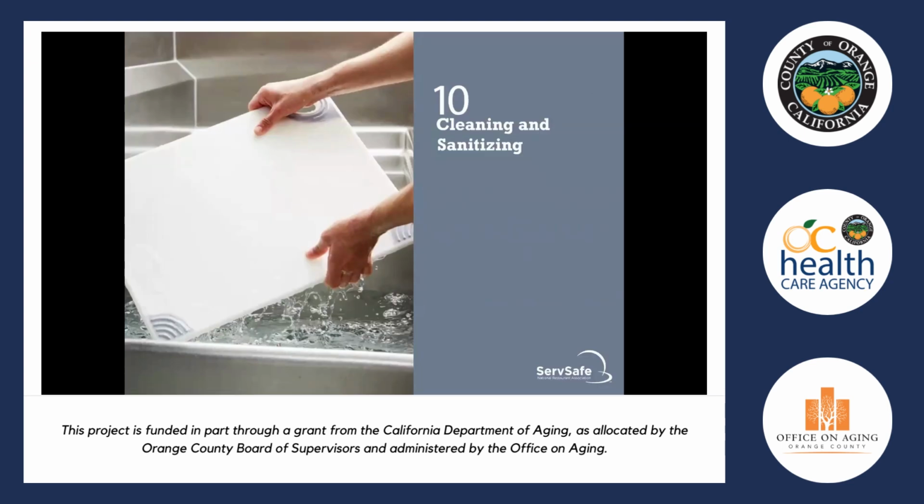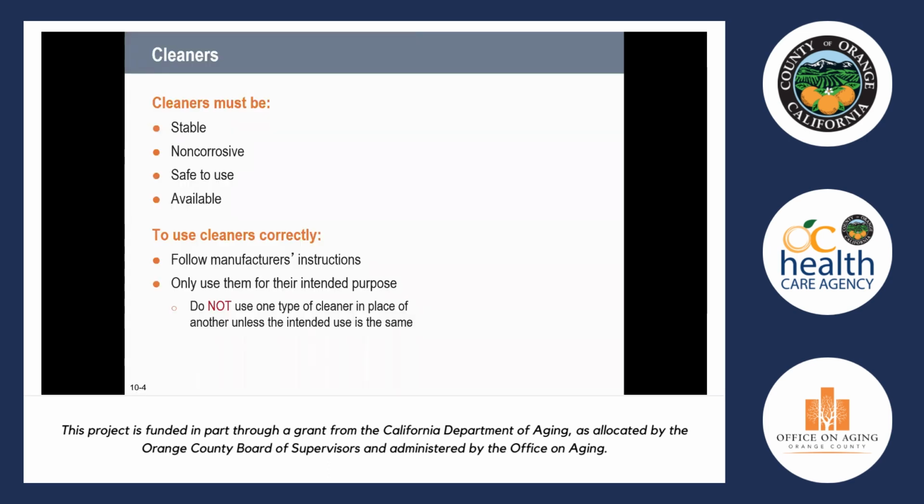Chapter 10, Cleaning and Sanitizing. There are a variety of cleaners available, each with a different purpose. Ask your supplier to help you pick cleaners that meet your needs. They must also be provided and available to employees during all hours of operation. Follow manufacturer's instructions carefully. If not used the correct way, cleaners may not work and can even be dangerous.